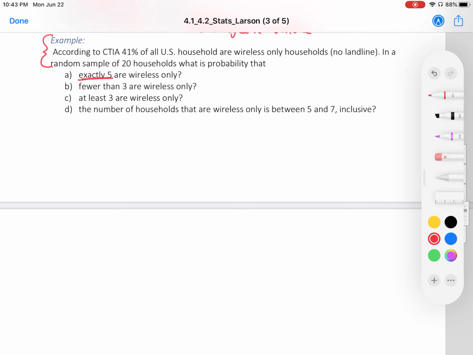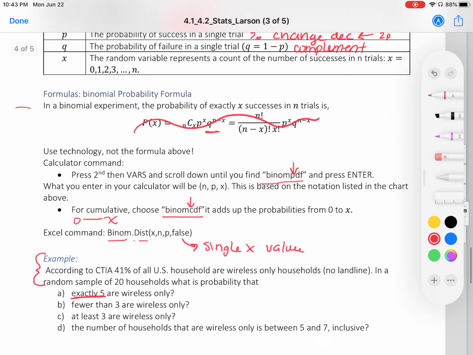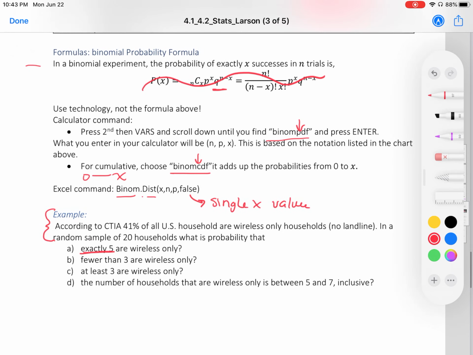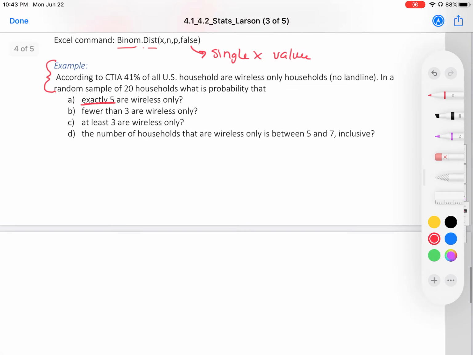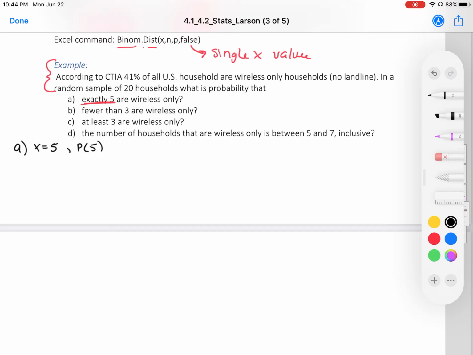So this would be when Excel, when you enter false, and in your calculator, if you choose to do a calculator, this is when you would do the P option, binom PDF, meaning a single value. For the sake of appreciating your technology, I will do this by hand, but please do not do this by hand. I want to know when x is equal to 5, or you can do p parentheses x.